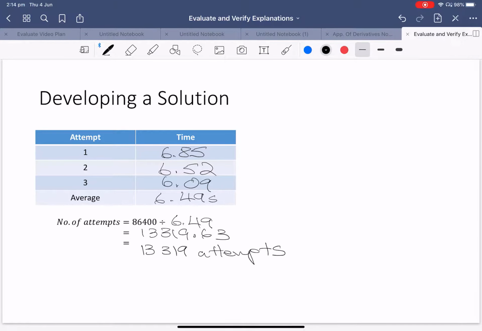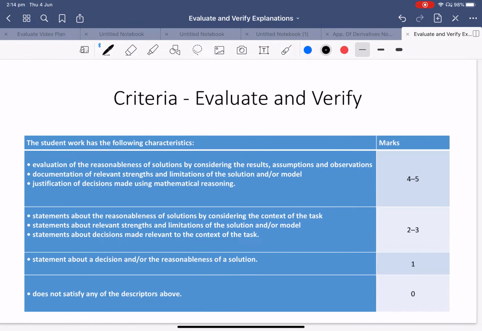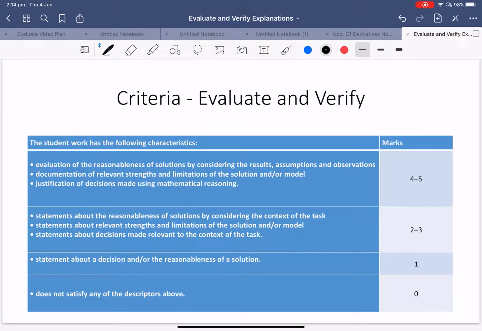All right, so that's the solution that we've developed, and now we're going to evaluate and verify that solution, to see how reasonable it is. If we're going to evaluate this effectively, what we really need to look at is the difference in the 2 criteria. You'll see in these first ones the keyword here, statements versus evaluation. We'll talk later also about documentation and justification, but looking at what it means to make statements as opposed to getting into more detail with documentation and so on.